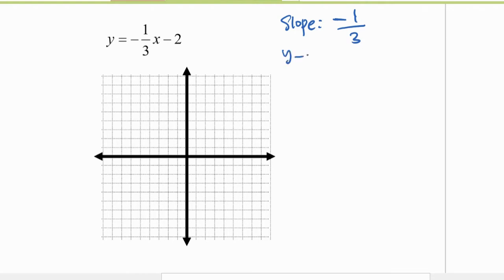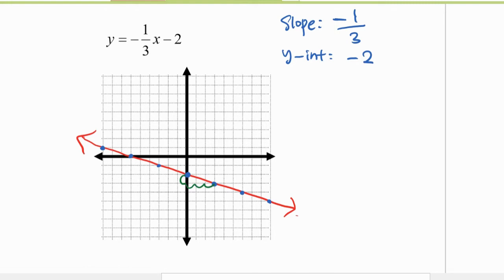And the y-intercept is -2. So starting from -2, we're going to rise -1, so you're going down, and run 3: 1, 2, 3. So find another point. Do rise over run, rise over run. Let's do this in both directions. Find all the points, and let's join the points. Put arrows in both directions.